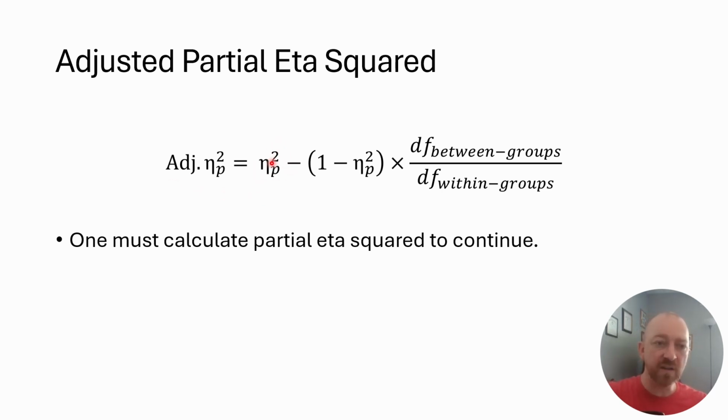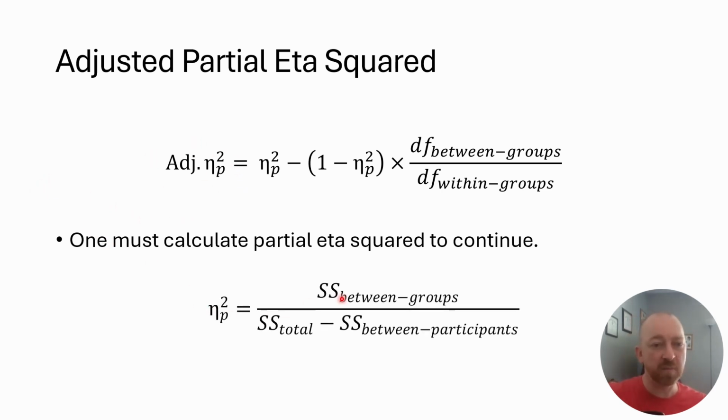So as I said, you need to find partial eta squared first, and then you can find adjusted partial eta squared. And so, of course, first we need to calculate the partial eta squared. This is, of course, the equation that you can find anywhere on Google or whatever. So as you can see, we first need the sums of squares from the between groups variance. Then we divide that by the total sums of squares, or the sums of squares from the total variance, minus the sums of squares from the between participants variance. And of course, again, we're talking about a within subjects ANOVA design in this particular instance. So why don't we use an example?